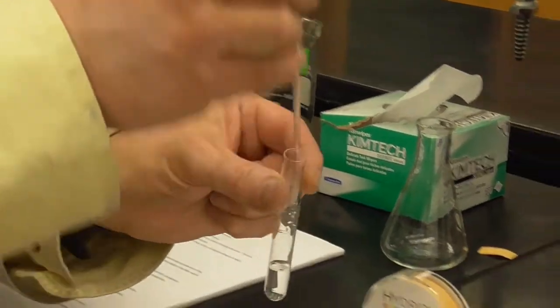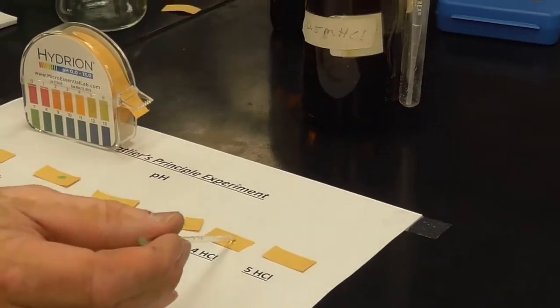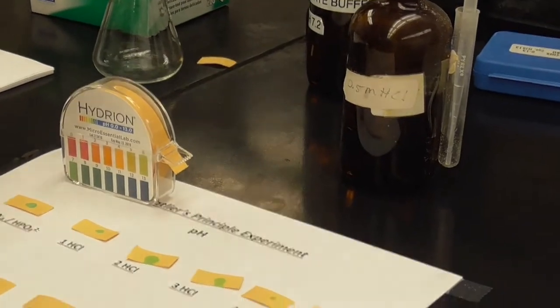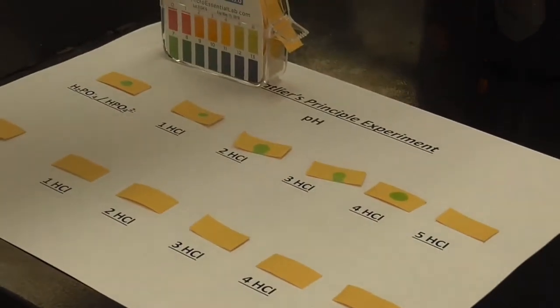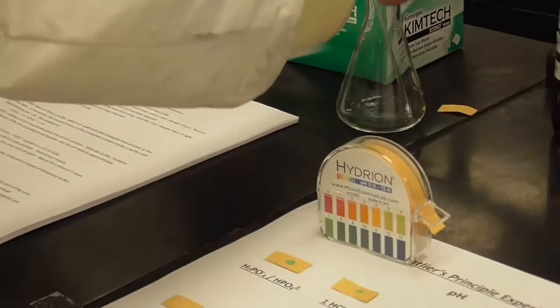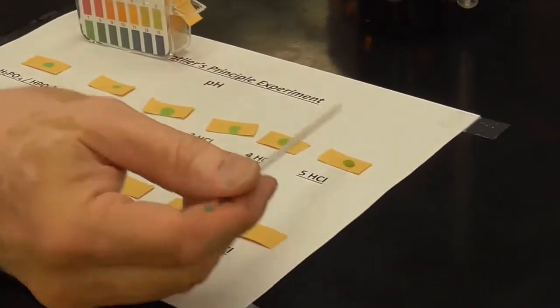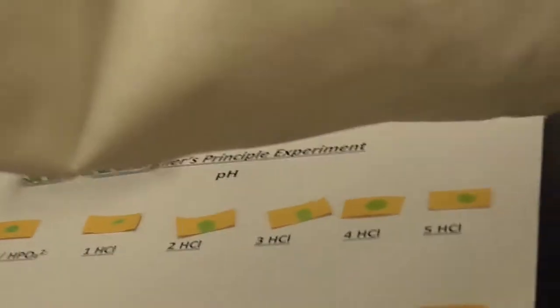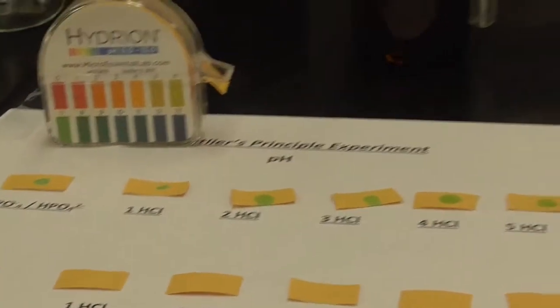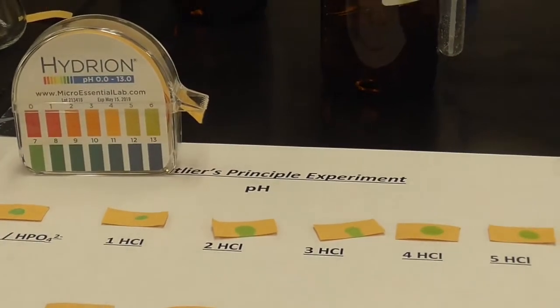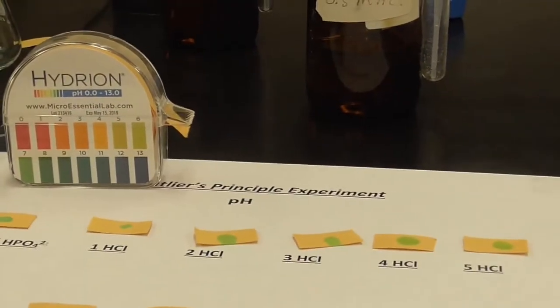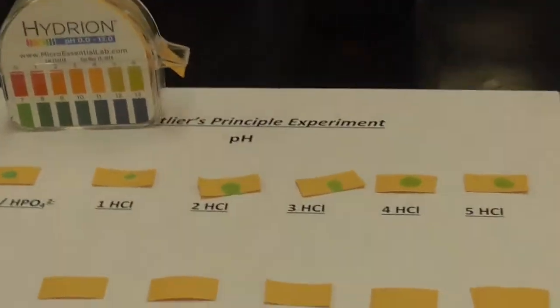Stir it up. Get a little bit more on there so you can see it better. There we go. And 1 last drop. Good. Mix it. There we go. All right. I'll let you look at that data. You might be surprised actually by the results. I don't know. There's the different colors after 5 drops of adding 0.5 molar hydrochloric acid.